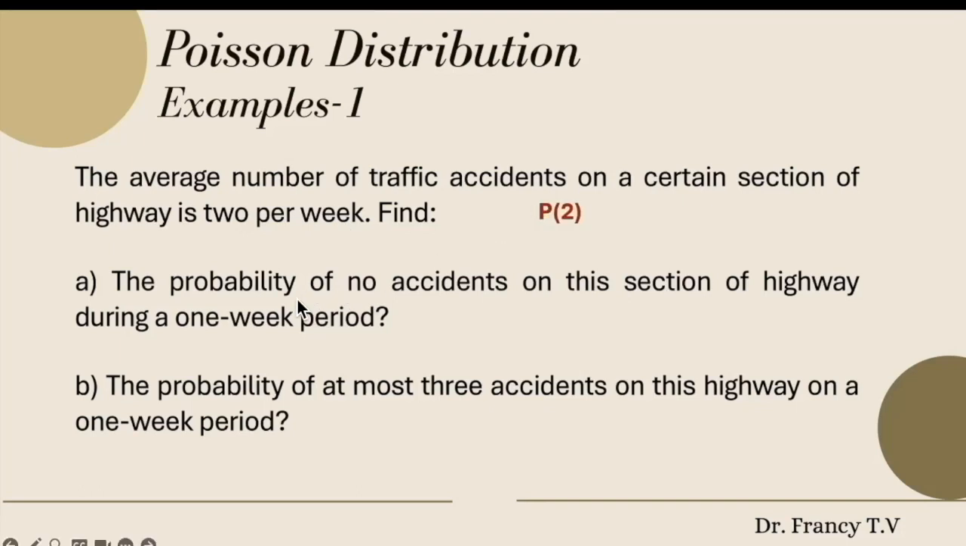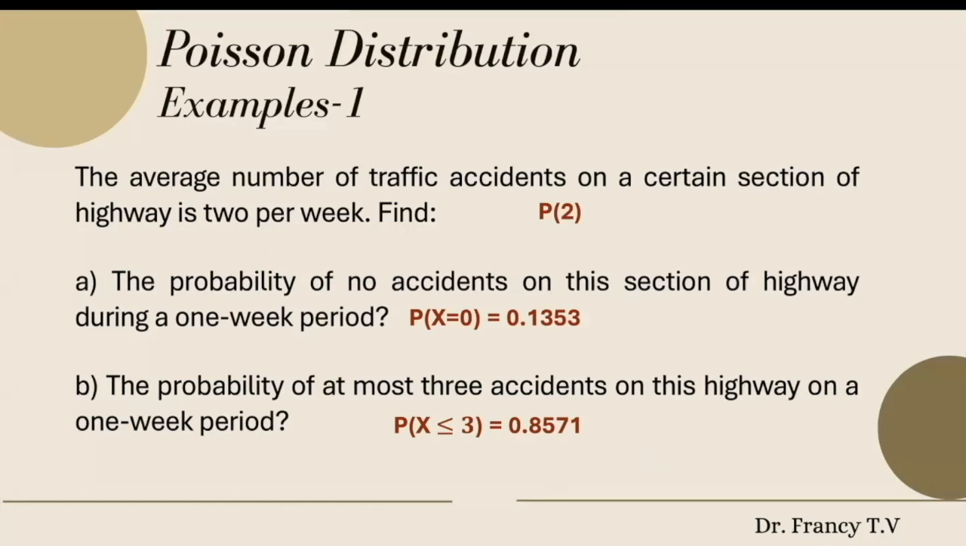Now let us come to the first question, probability of no accidents. Probability of no accidents means probability x is equal to 0. This can be calculated using the Excel function and you will get the value as equal to 0.1353. The next question is probability of at most 3 accidents on this highway on a 1 week period. At most 3 accidents means probability x less than or equal to 3. This can be calculated using the Excel function, and you will get the value as equal to 0.8571.